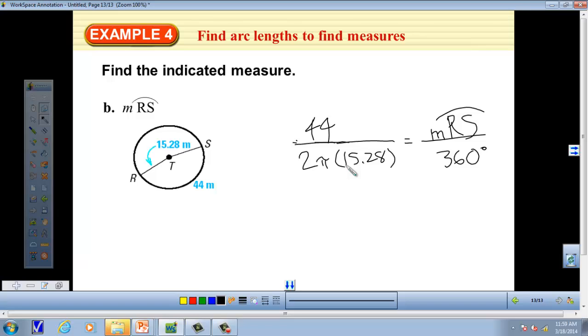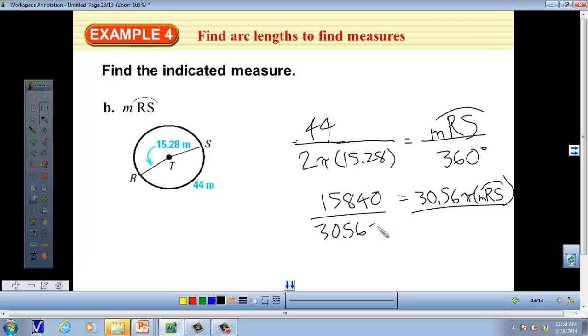So we're going to do 44 times 360. That gives us 15,840 here. And over on the other side, 15.28 times 2 gives us 30.56 pi times the measure of arc RS. We're going to divide both sides by 30.56 pi, so that those cancel and give us the measure of arc RS.